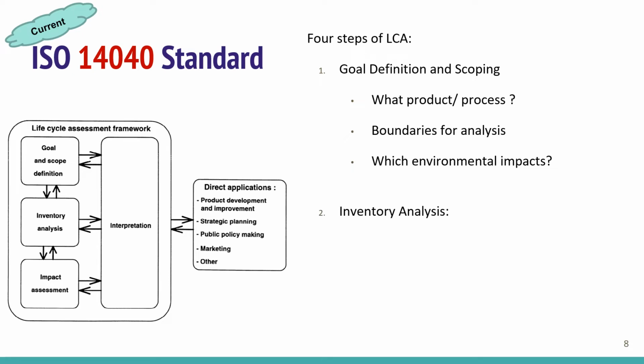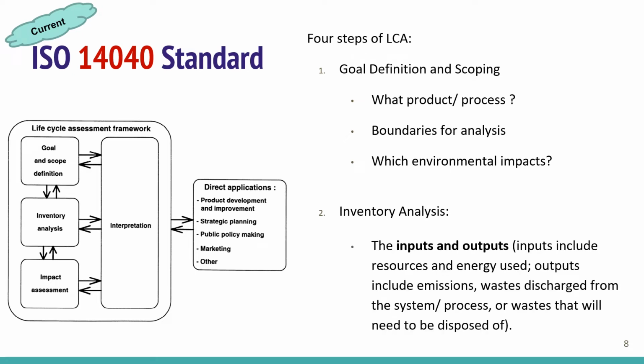The second step is inventory analysis. So this is going to be your inputs and outputs. Inputs include resources and energy used, and outputs would include emissions, waste, discharge from the system or process, or waste that will need to be disposed of.